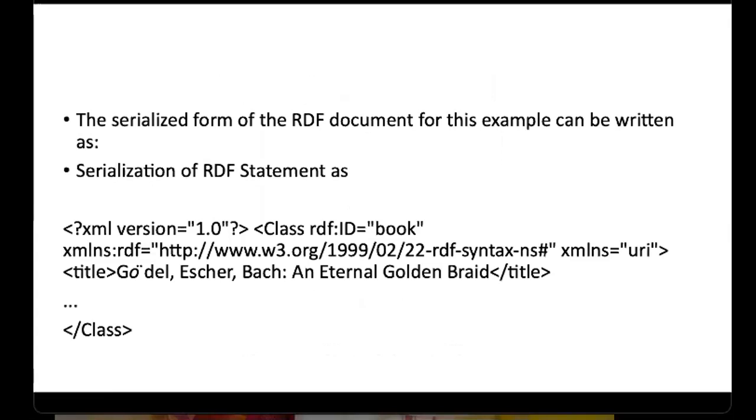The serialized form of the RDF document for the previous example can be written as follows. XML version, rdf:ID. I will write it as book, and then you write its URL. Title you can write. Same thing in the serialized form. You can write that as follows.